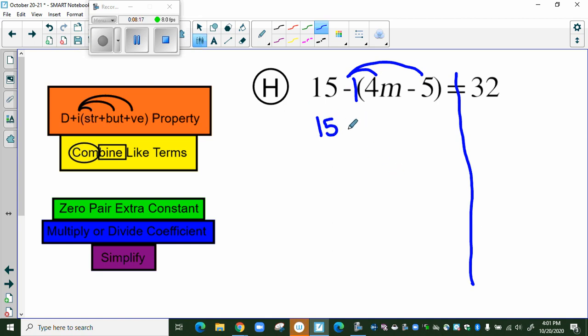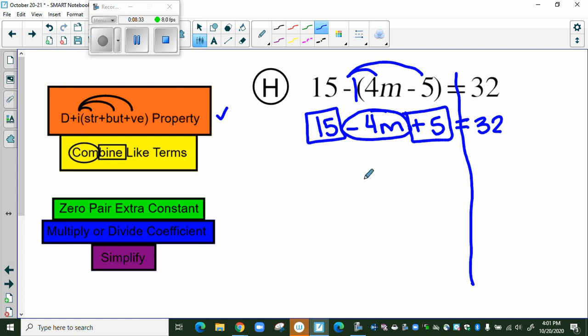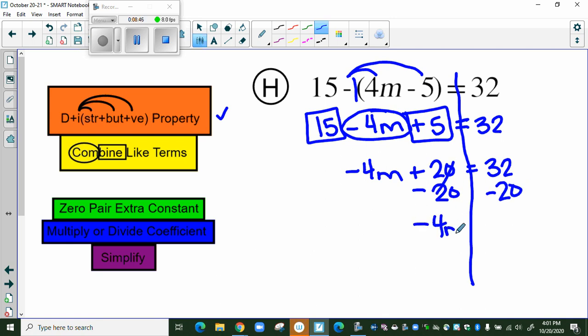Negative 1 times 4m is negative 4m. Negative 1 times negative 5 is positive 5. Really watch out for these negatives. Now I can combine like terms. I only have one variable, but I have two constants. So I'm going to keep the negative 4m. 15 plus 5 is 20. Now I'm going to zero pair that 20. And then I'm going to divide by my coefficient. m equals negative 3.